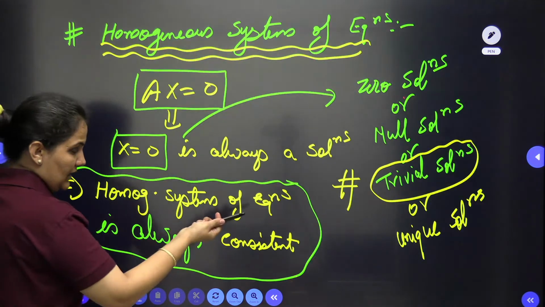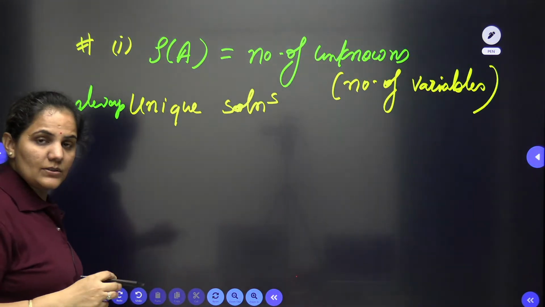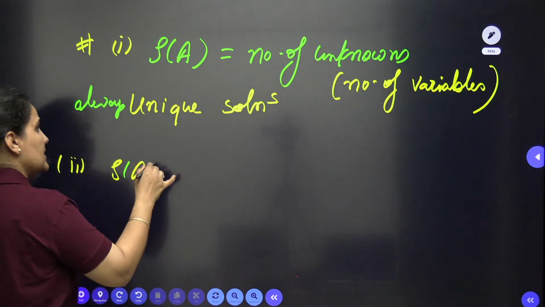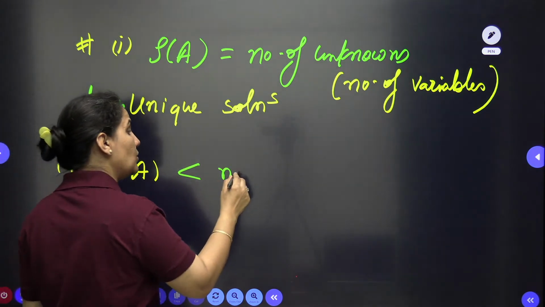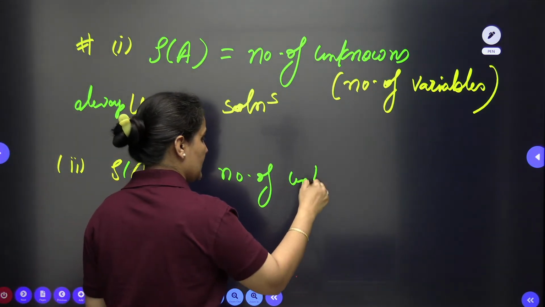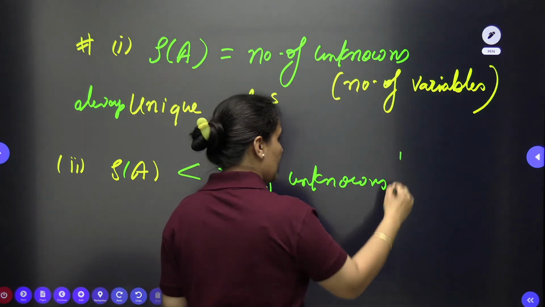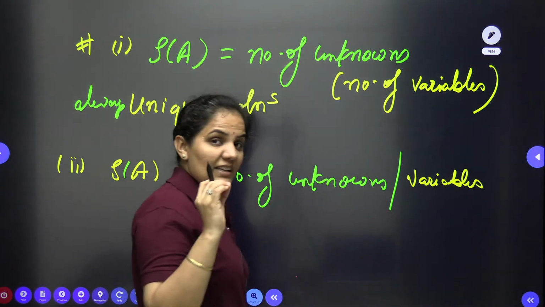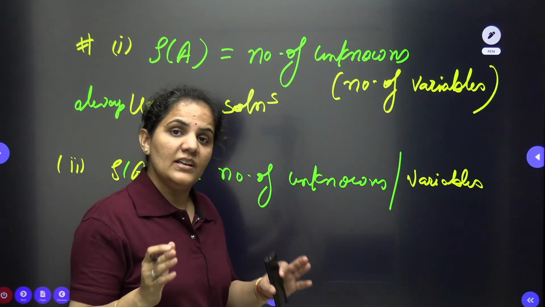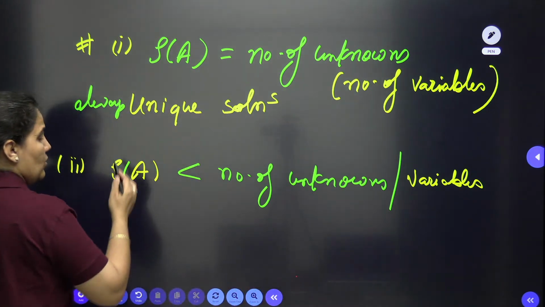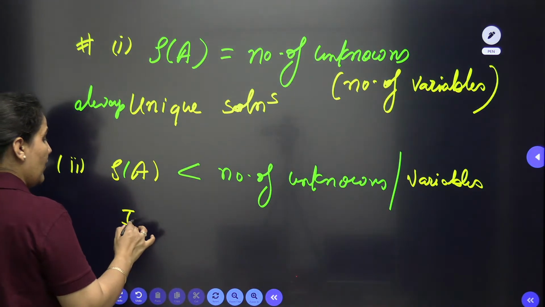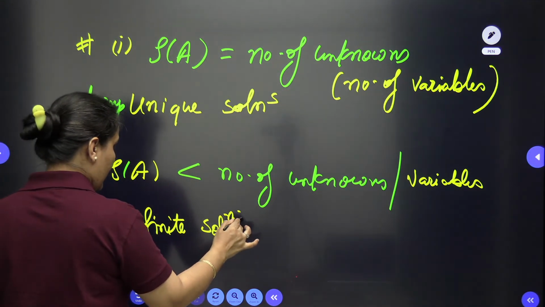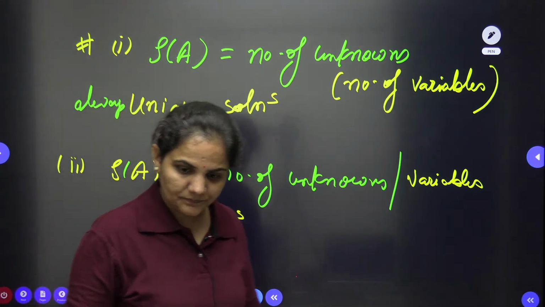Other than this we can have another type of solution also. Suppose you find the rank of a matrix and that rank is less than the number of unknowns or number of variables. Then in that case your system, the homogeneous system of equations, will have infinite solutions.